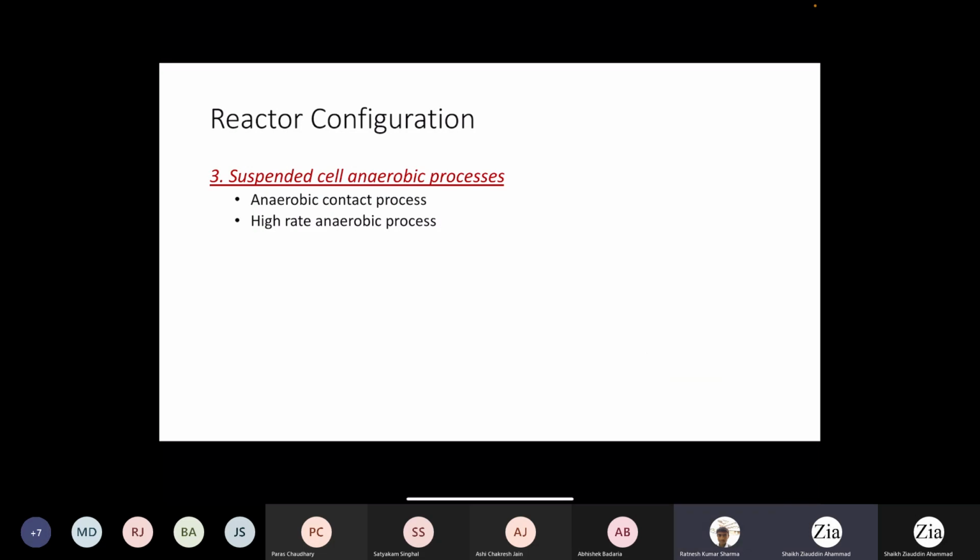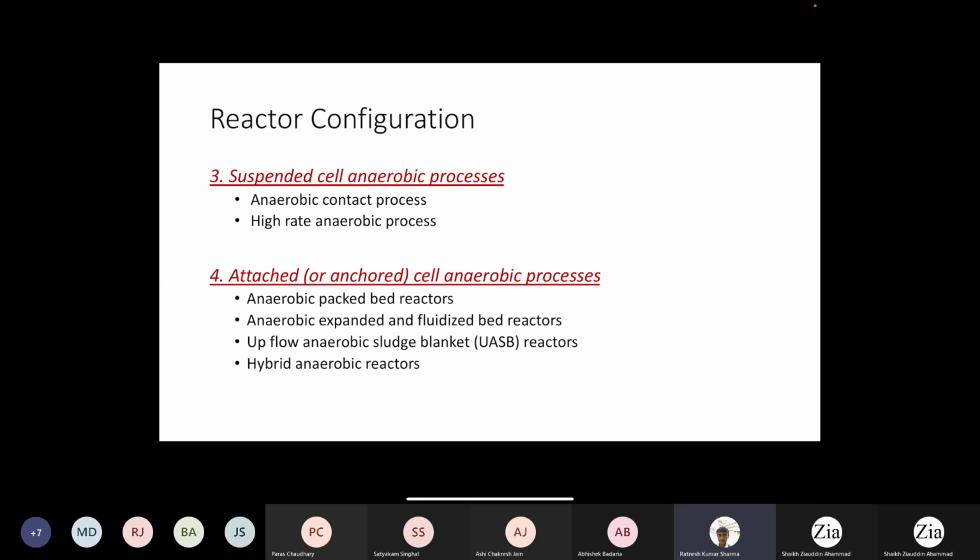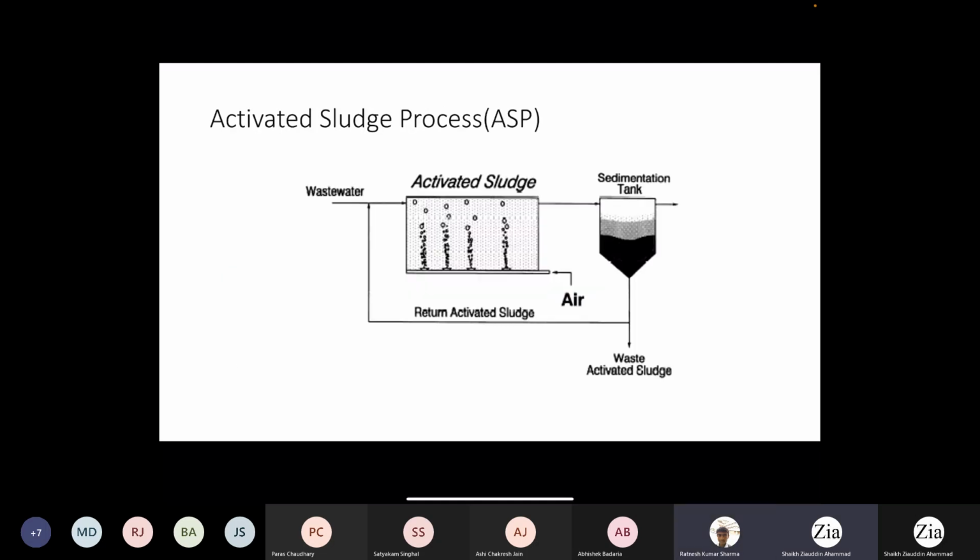We'll discuss about this anaerobic contact and high rate anaerobic process. And in anaerobic reactor also, upflow anaerobic sludge blanket, that is one of the widely used design. And hybrid anaerobic reactor, that is a modified version of this UASB. So we'll also show you what kind of design we use for these configurations.